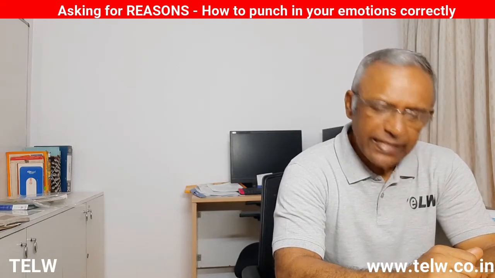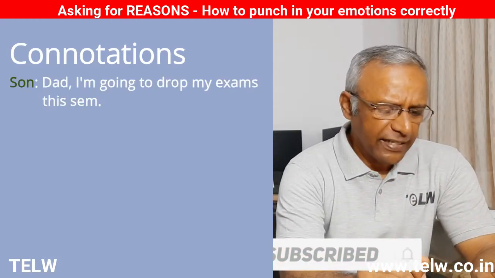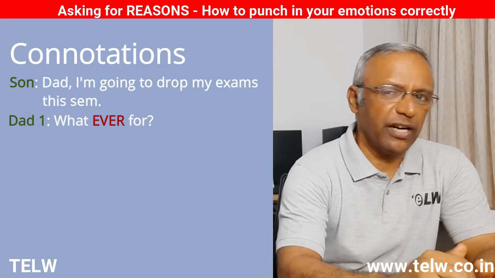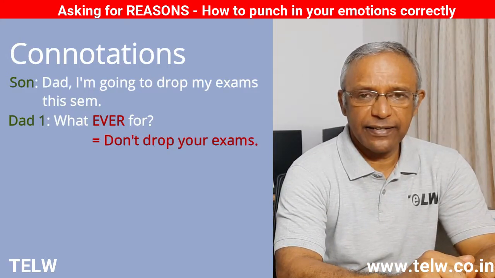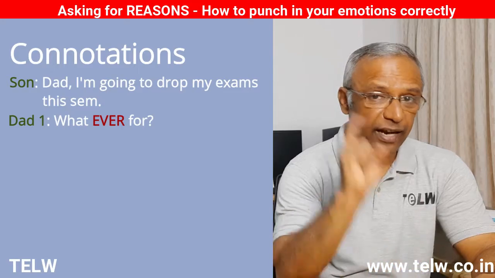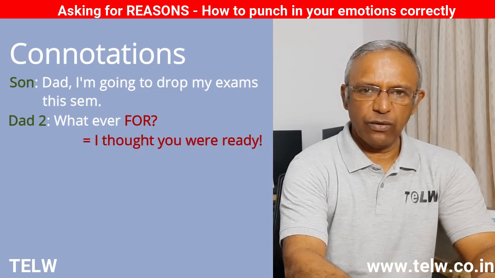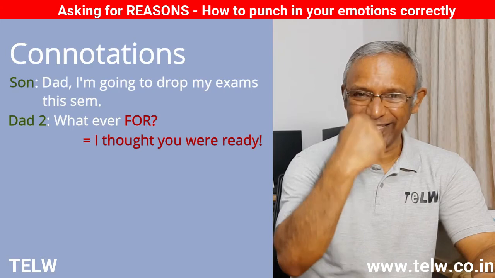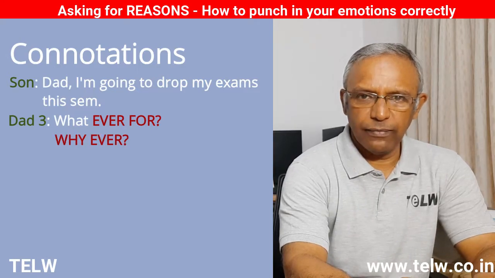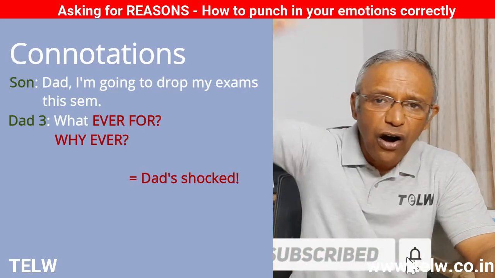Now, let's look at some connotations here. Suppose the son tells his father, Dad, I'm going to drop my exams this sem. Now, what are the three ways in which your father can react? Whatever for. That means he's saying, no, you're not going to drop it. Skies may fall, but you won't drop your exams. Whatever for, stress on ever. Look at that, looking down his nose, whatever for. Second expression, whatever for. This one is saying, I thought you were ready. Whatever for, stress on for.